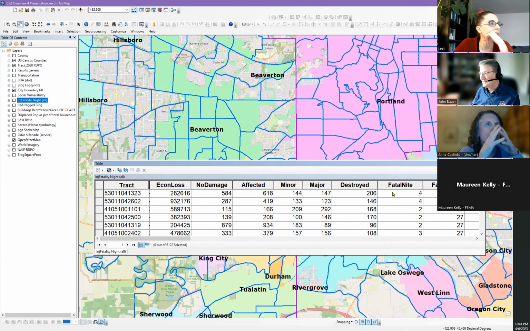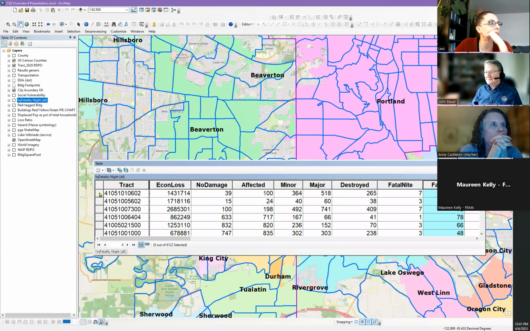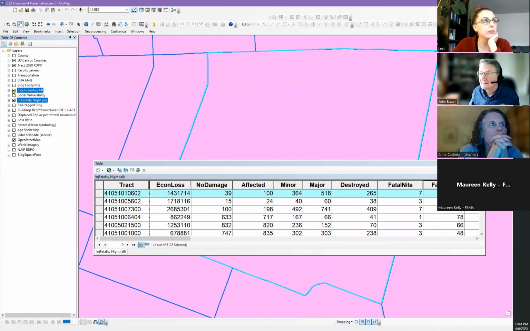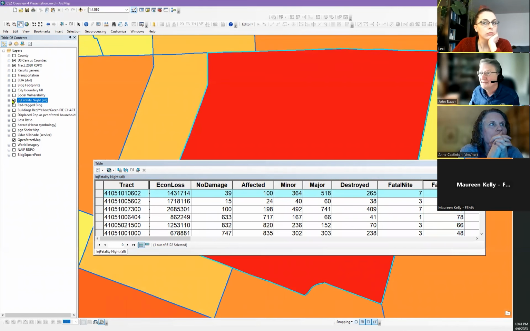And if you wanted to, you can find out. I think you might guess where this one is. Let's go find it. And I'll turn this on right here. Okay, turn this off. And it's this census tract right there. And you could probably guess where that is. That's downtown Portland.